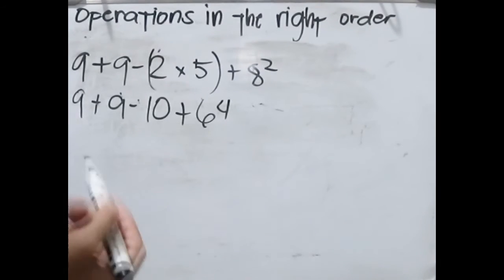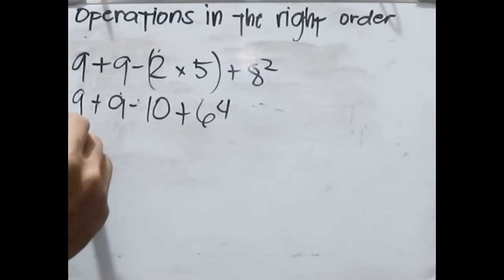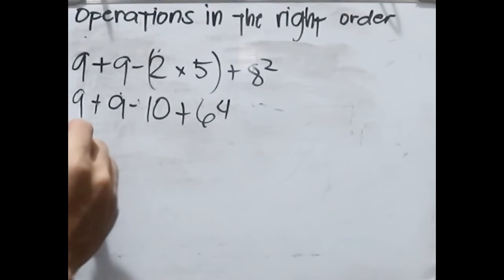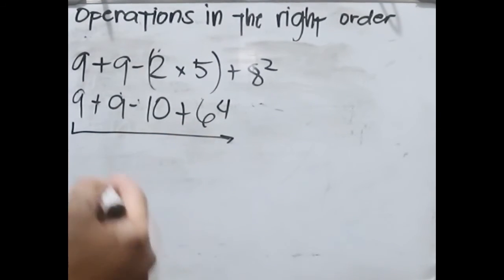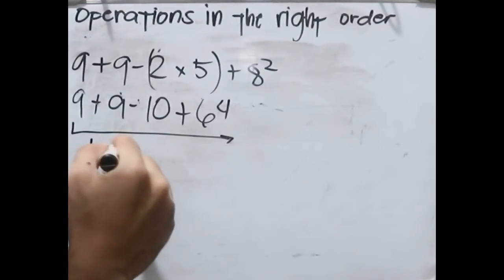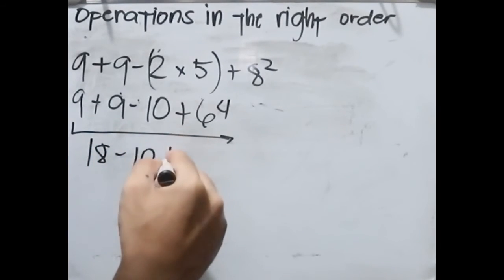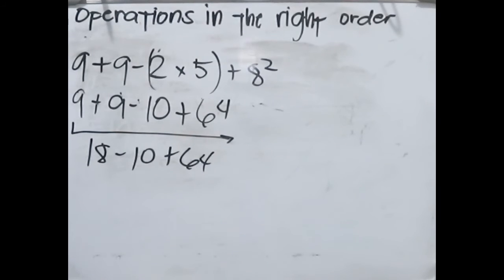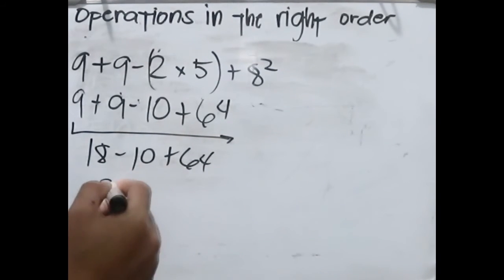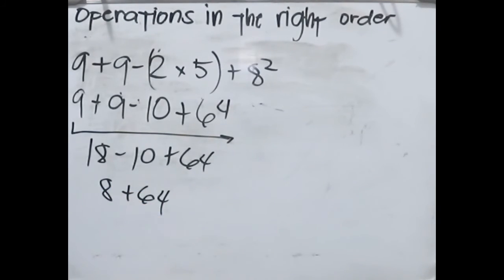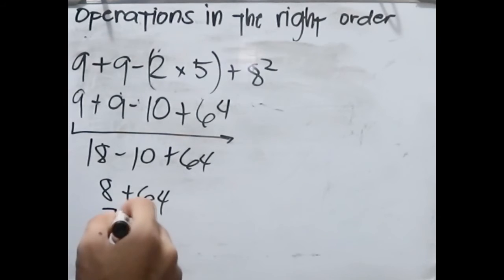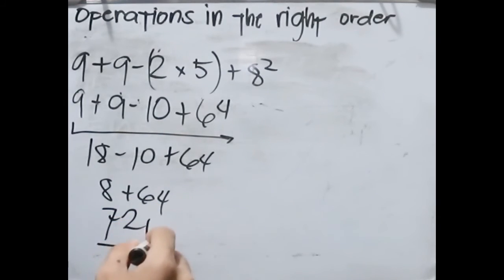Then, proceed tayo from left to right. So, 9 plus 9 is 18 minus 10 plus 64. So, 18 minus 10 is 8 plus 64. So, 8 plus 64 is 72. So, ito yung final answer natin.